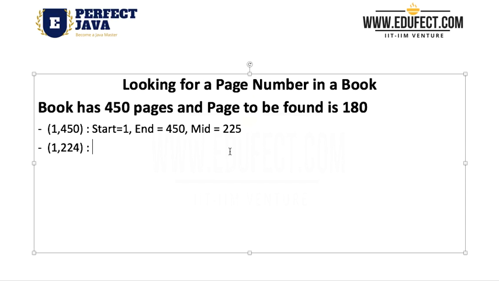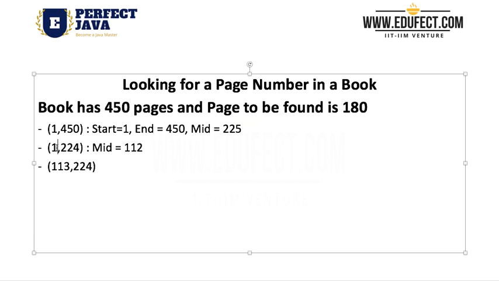So now what will we look at? The mid will now be the middle of these two, which is say 112. Now 112 is less than 180. So now what should we start looking for? We will start looking from 113 to 224. This is what we will do. So we will look for a page between 113 and 224. Why 113?